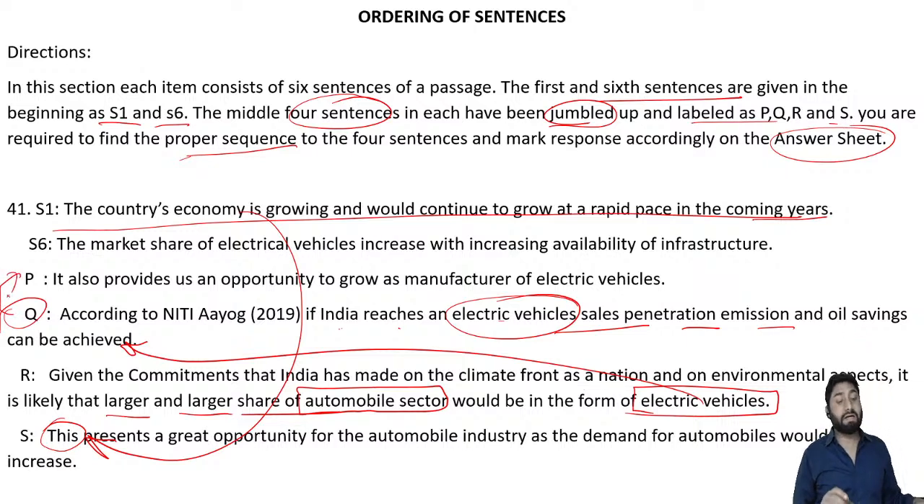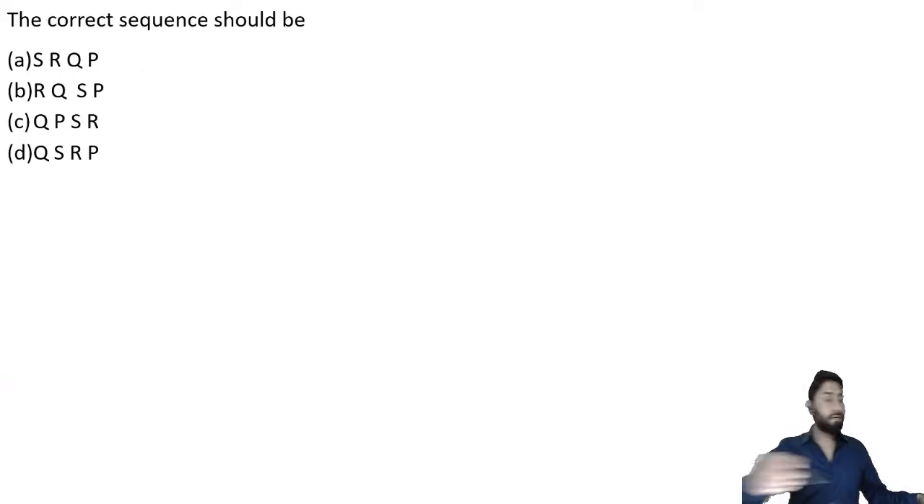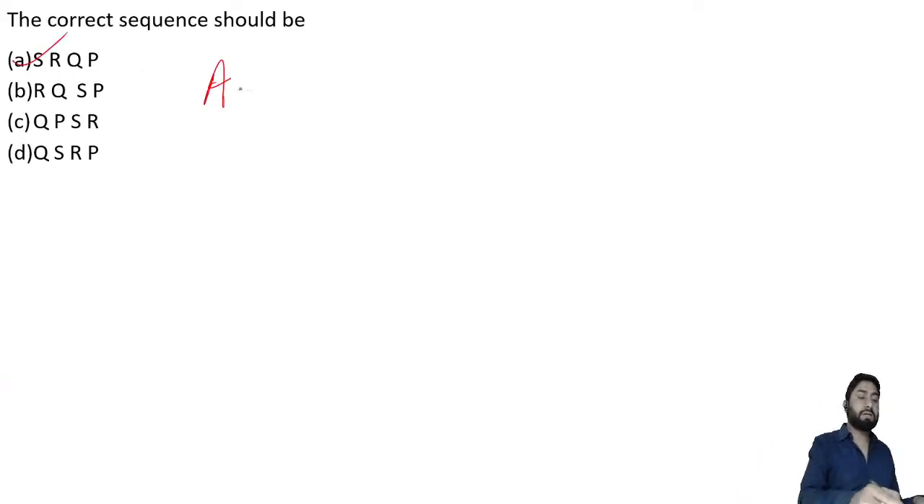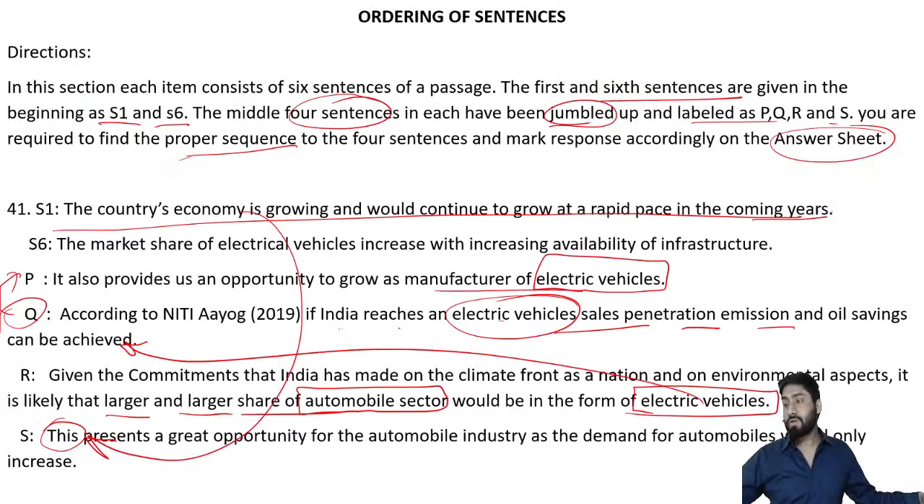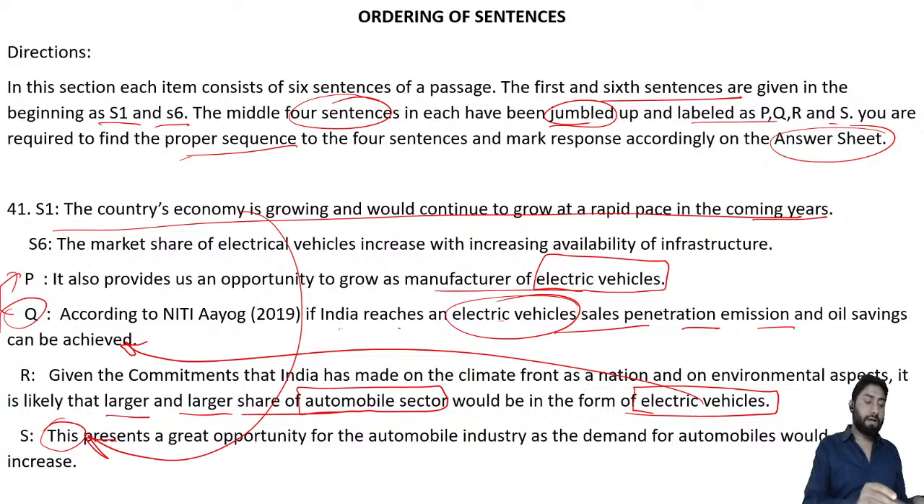It also provides us an opportunity to grow as a manufacturer of electric vehicles, right? So finally, you're left with option A. So the answer is A. It was a little trickier. In a few questions, students were confused with this. After the country's economy is growing and would continue to grow at a rapid pace in the coming years, most students came up with Q immediately after S1, but this too has no link. So you have to work on that, right?